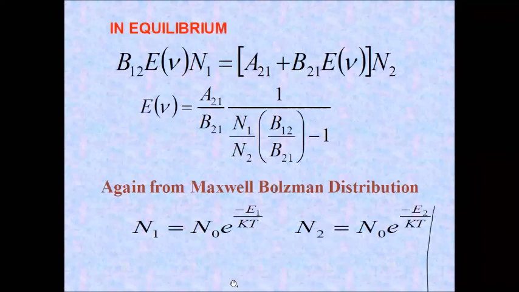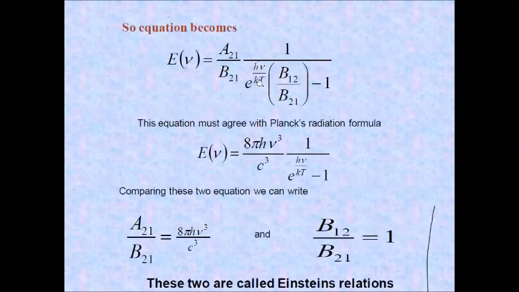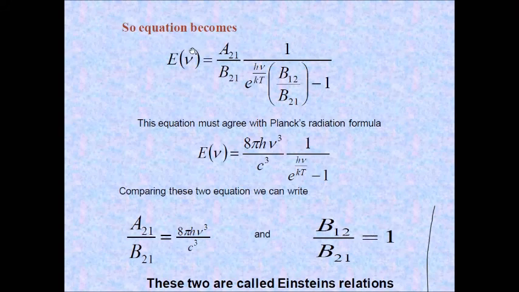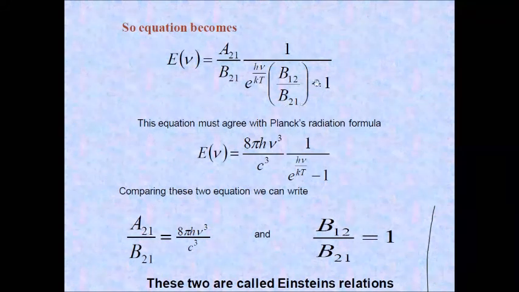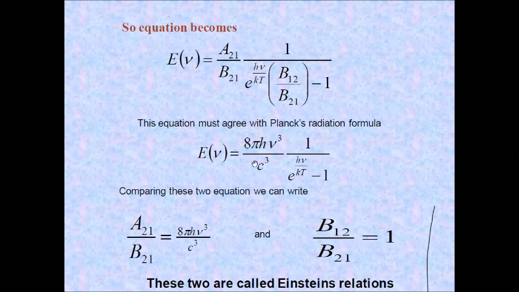If you do it mathematically and find N1 by N2, obviously you will get this term e to the power h nu by KT. Actually, you will not get h nu, you will get E2 minus E1. Then E2 minus E1 equal to h nu, so it will be e to the power h nu by KT. But this equation must agree with Planck's radiation formula, according to which energy density equals 8 pi h nu cubed by c cubed, 1 by e to the power h nu by KT minus 1.